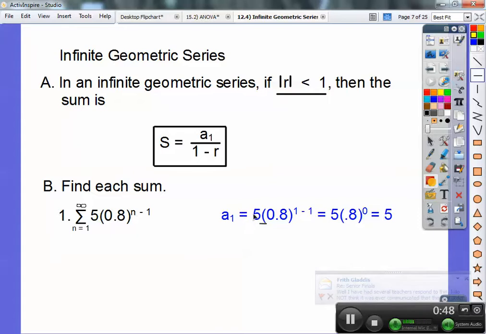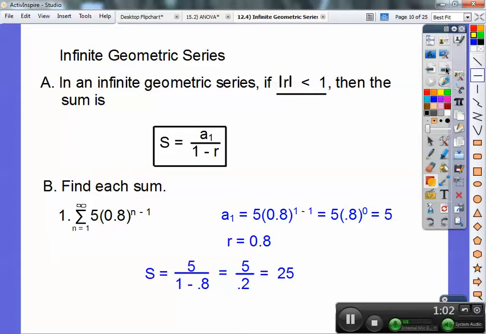So I plug in 1 right there, 1 minus 1, and I get to the 0. Anything to the 0 equals 1, so 5 times 1 is 5. So that's my first term. Now I'm just going to follow that formula up on top. r equals 0.8. 5 over 1 minus 0.8 is 5 over 0.2, which is 25.